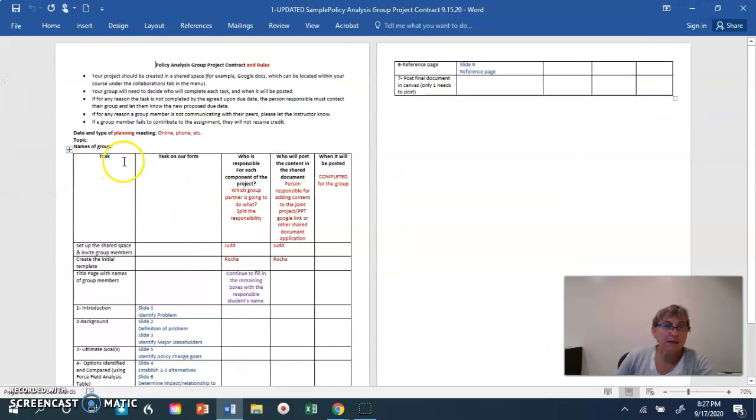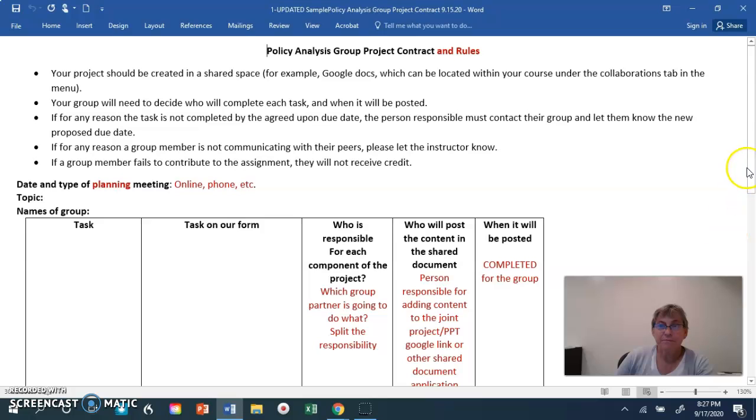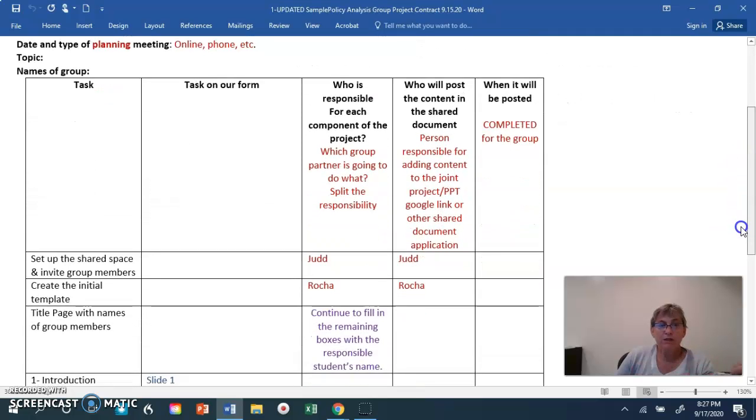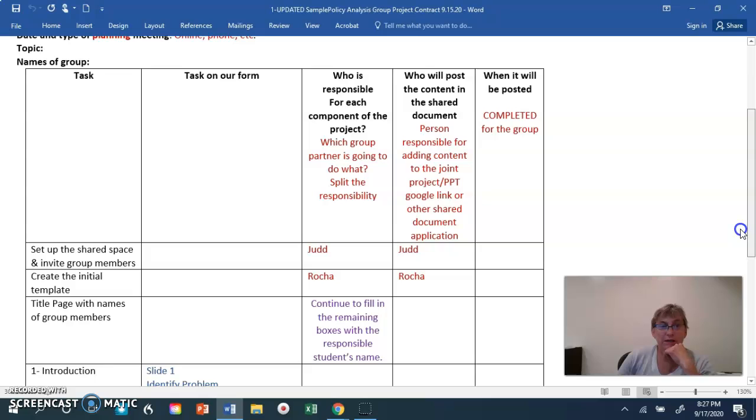So what you can see is the task that was on the original form, which I've removed from the course, shows which activities correlate from the old form to the one that we should be filling out. So first of all, there's a task. Then this task on our form is the one that we were looking at until today. This column here is who is responsible for each component of the project. So who's going to do what? You need to split the responsibility.